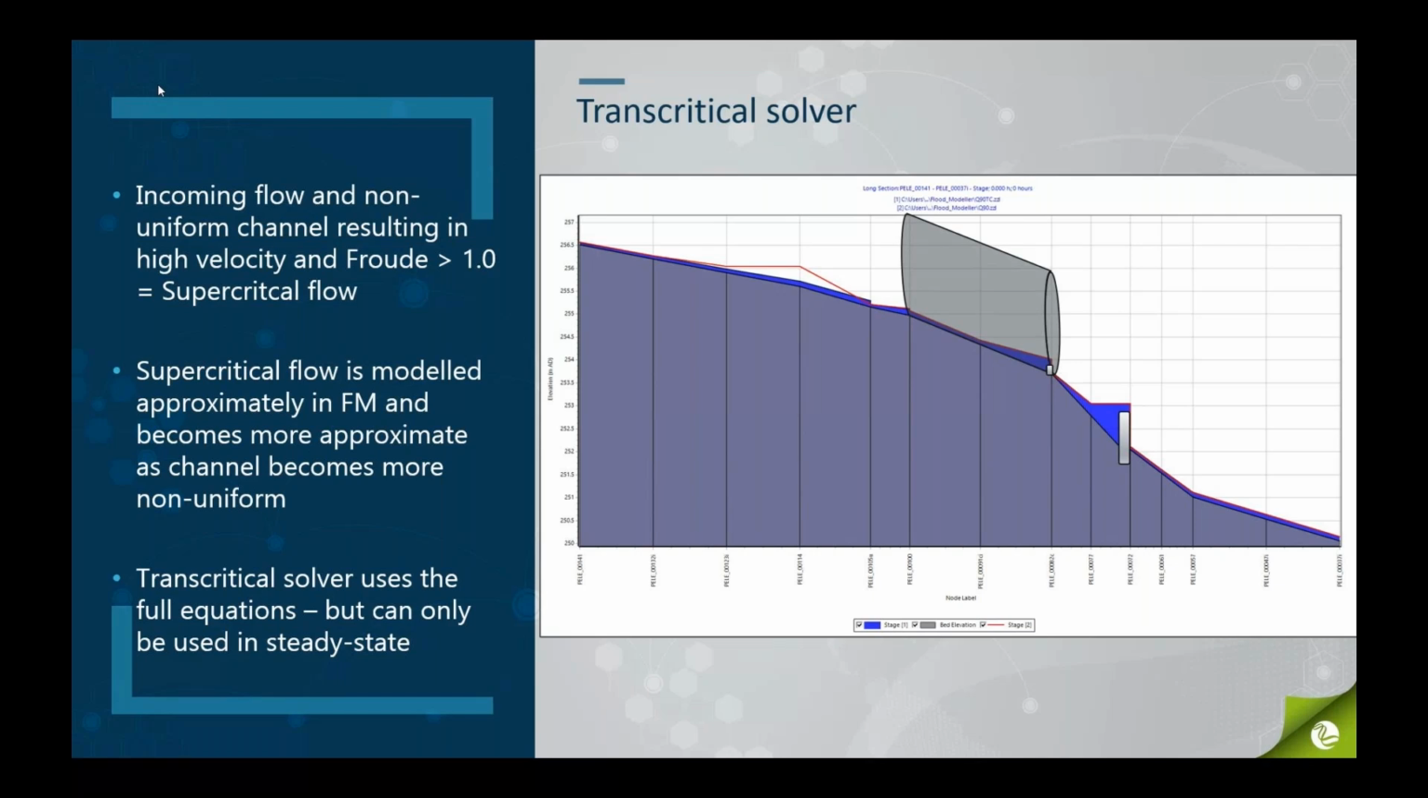However, Flood Modeler does have a solution to this. If you're running a model in steady state, you can click a little box which gives you the transcritical solver, and this then uses the full equations to give you the results. And the result of that is you can see now upstream, that mound, which is shown by the red line, has disappeared, and now we've got a much more sensible water surface profile.